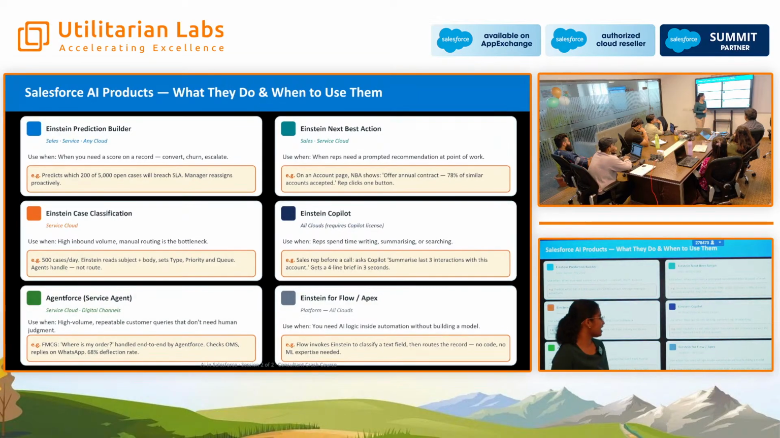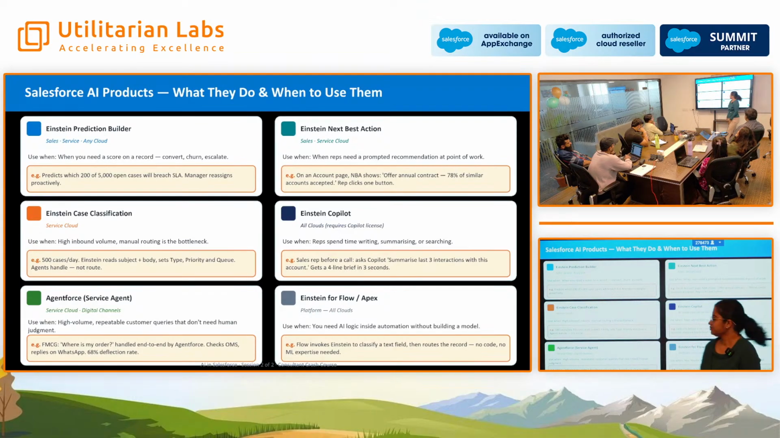And next is Einstein Copilot. Reps spend time writing, summarizing, searching, like what I have to talk to them about. Instead, if I go to that case or that lead, it will tell me what I have to do next. So that is one kind of assistant. It's not that one Salesforce customer will use all these use cases; based on their requirements, they'll choose whatever is needed. Probably one or two they'll use.